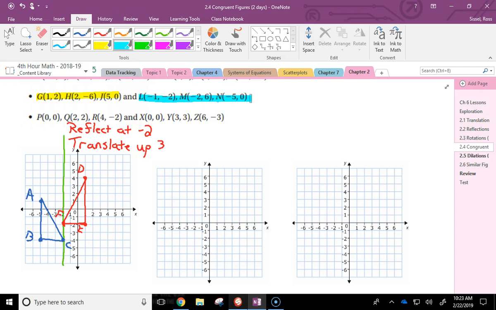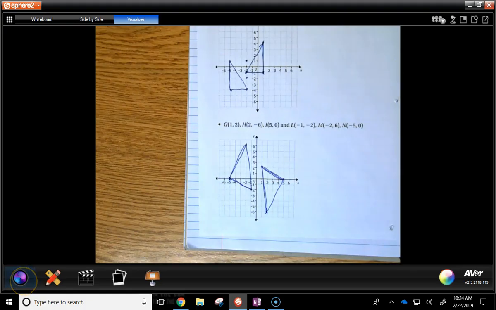Okay, I'm going to pause for a minute. Do this. Turn and work with your neighbor. All right, pay attention, Donovan's up here. So Donovan has the 2 triangles drawn.